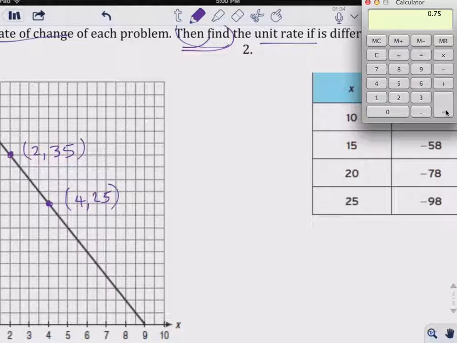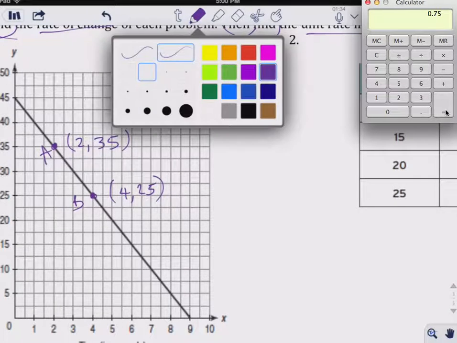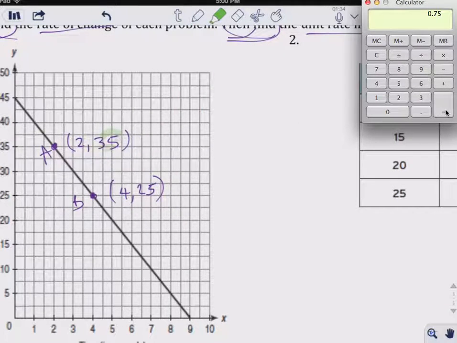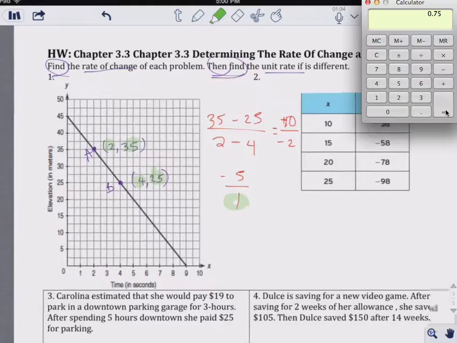So I'm going to do A to B. This is my A point to B point. A to B, remember we always do the Y first. That's the one on top, 35 to 25, and 2 to 4. That gives you 10 over -2. That gives you -5 over 1. Hey, the denominator's 1 already, so our unit rate is the same as our rate of change.